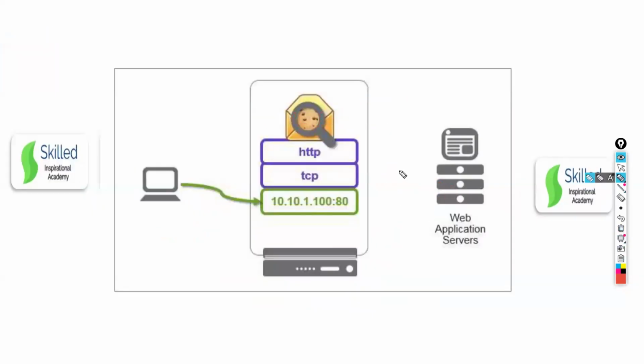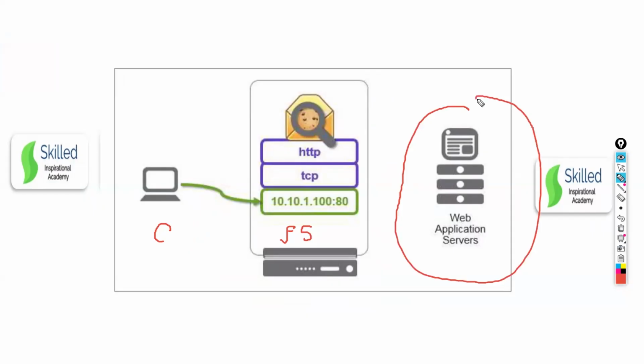Here is one example. Let's say I have one client, I have F5, and I have web application servers where my application is hosted. Now, the initial first connection is which one? Anyone? When a client wants to connect to my virtual server, the first one will be which handshake? TCP handshake. So by default, a TCP profile is always assigned on my virtual server.